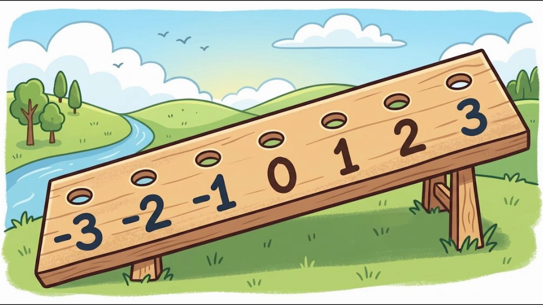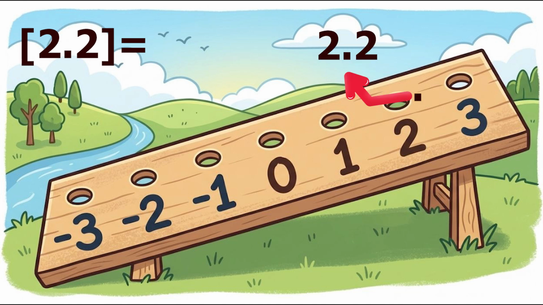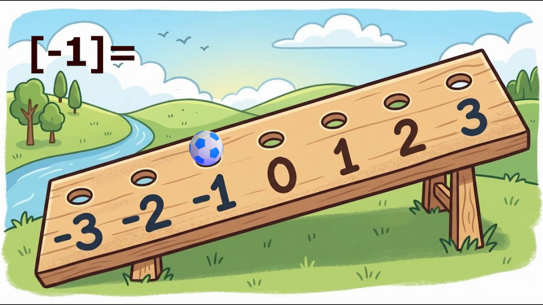So let's do a quick test. What about 2.2 and -1? For 2.2, the ball is just past 2, so it rolls back and lands right in the 2 hole. Easy, right? Now for -1, the ball is already sitting exactly on the hole, so it doesn't need to roll anywhere. It's already floored. The answer is just -1. Remember, if you're on a hole, you're home.